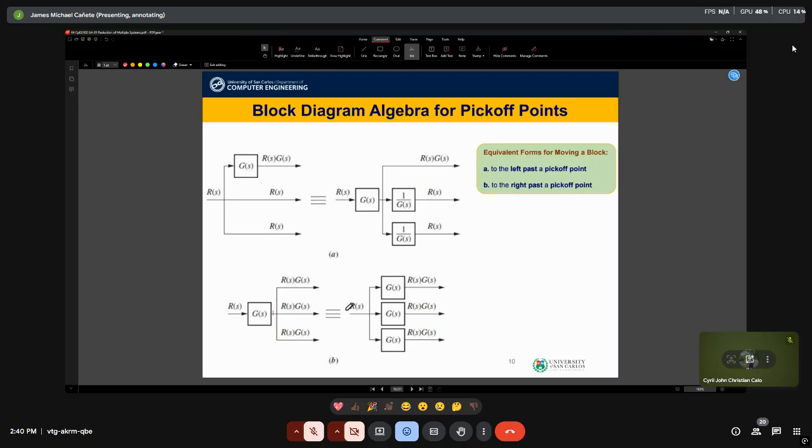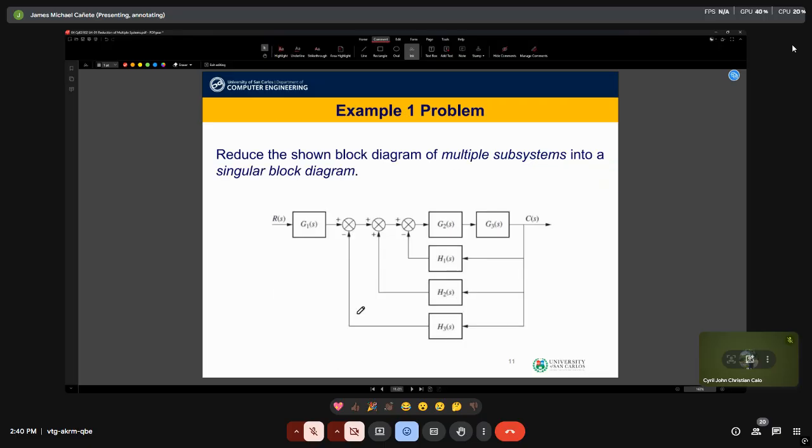So, let me point to the screen. These two diagrams are the same. This move is equivalent. So let's look at examples.